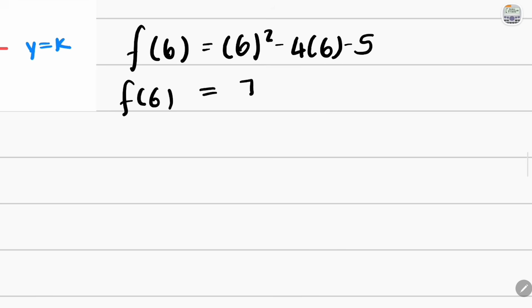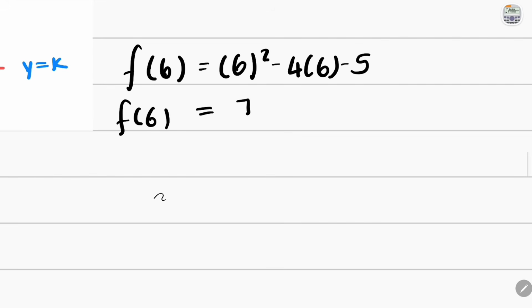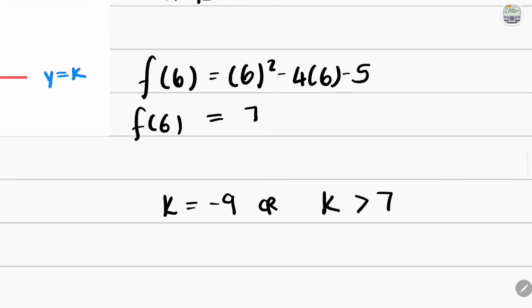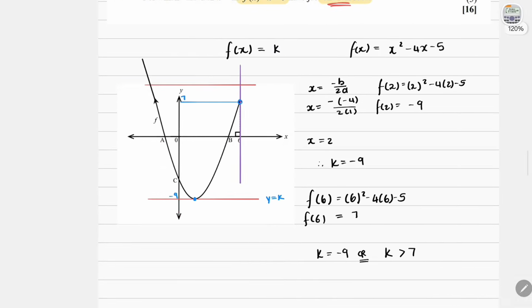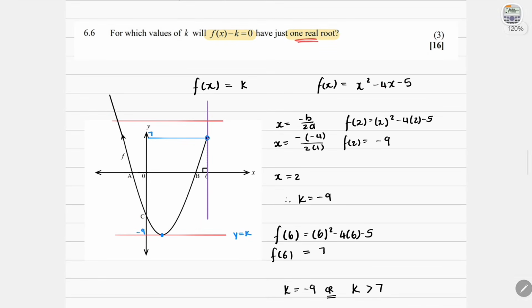So we can tell them that k is equal to -9, right? Or k should be anything greater than 7. And that is where it will have one real root or 1 point of intersection. And that is it for question 6.